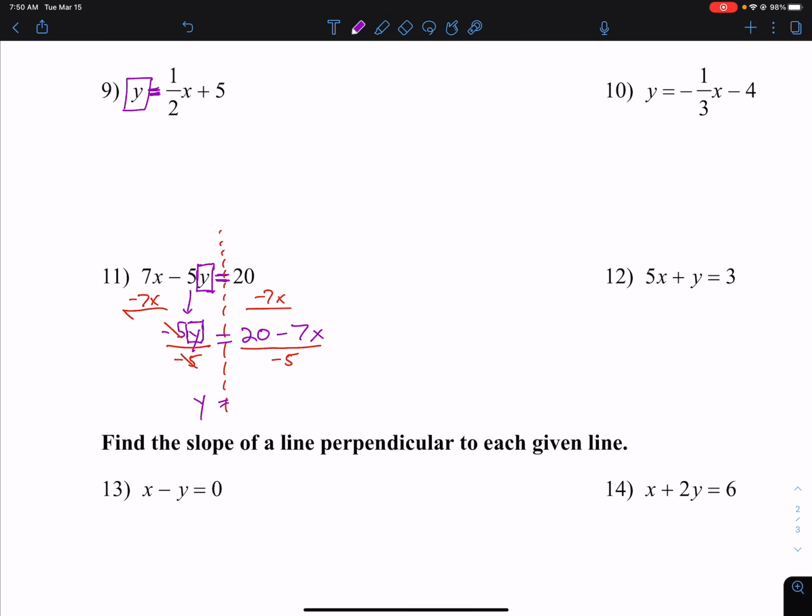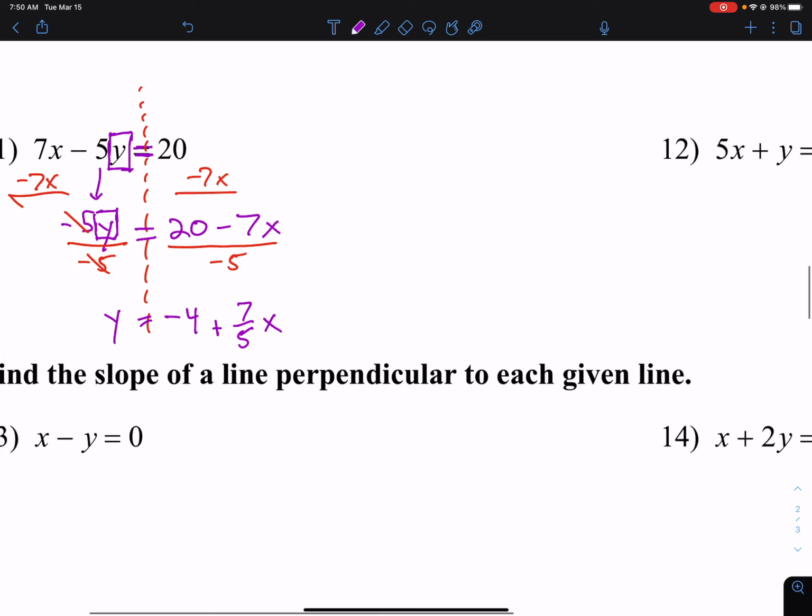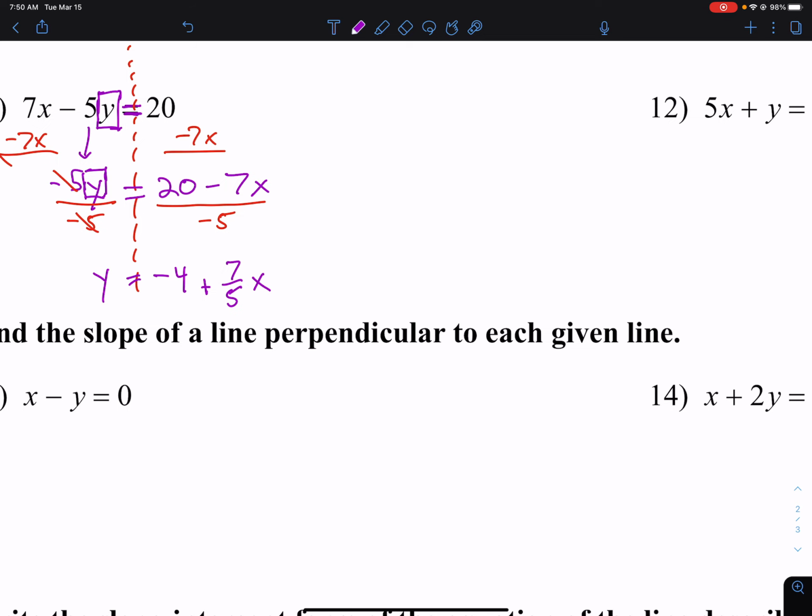So we've got 20 divided by negative 5. Right, so we get negative 4 there. And then negative 7 divided by negative 5. 5 doesn't go into 7, so we're just going to leave it as the fraction, 7 over 5. It's positive because I have a negative divided by a negative. The reason we don't care about changing that to a decimal is because, remember, that's slope. And that's what we're looking for anyway here.